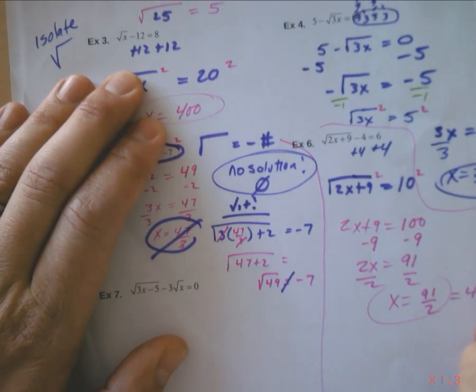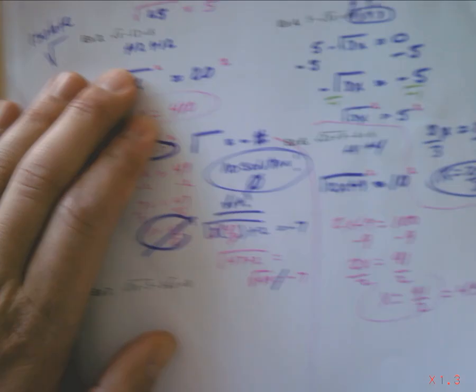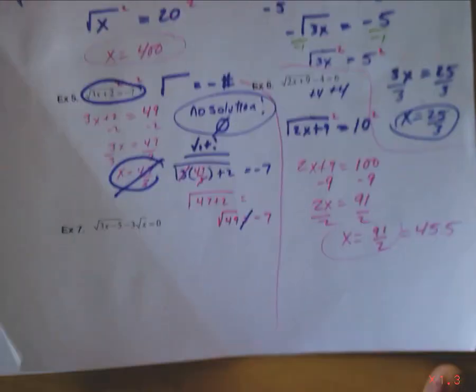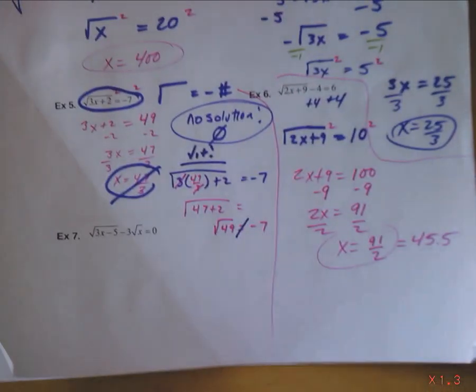If they're okay with 45.5, then I'm okay with that. You just have to see what MyMathLab wants, usually it's in blue. Okay, so 45.5 or 91 over 2 is fine with me. If it reduces, you should reduce. And if it doesn't, then that's it.